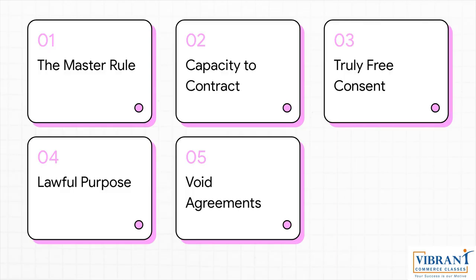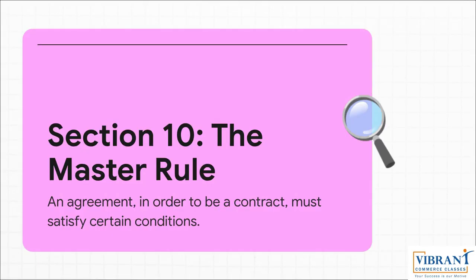All right, here's our game plan. We'll start with the master rule from Section 10. Then we'll dive into the 4 essential pillars of a valid contract: who can actually make one, what free consent really means, why the purpose has to be legal, and finally, we'll look at some agreements that are just doomed from the start.